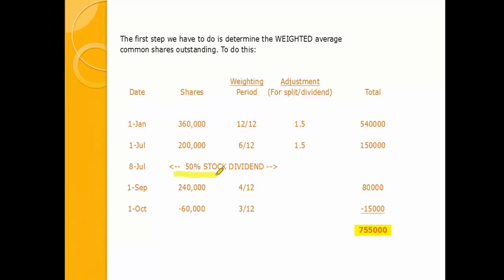You notice that we had a 50% stock dividend. The 50% stock dividend actually affected any transactions that occurred prior to the stock dividend. So we have the adjustment for the stock split or the stock dividend, and it's a 1.5, so a 50% dividend. But what we see here is that we have 360,000 shares, and the weighting period was 12 months. We multiply this by 1.5, and we have 540,000 shares.